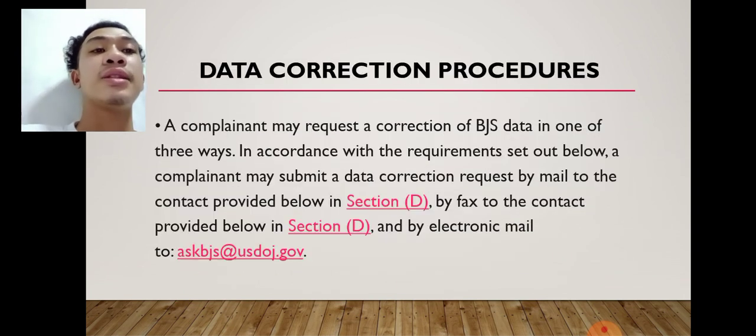So data correction procedures. A complainant may request correction of BJS data in one of 3 ways. In accordance with the requirements set out below, a complainant may submit a data correction request by mail to the contact provided below in section D, by fax to the contact provided below in section D, or by electronic mail to that email.